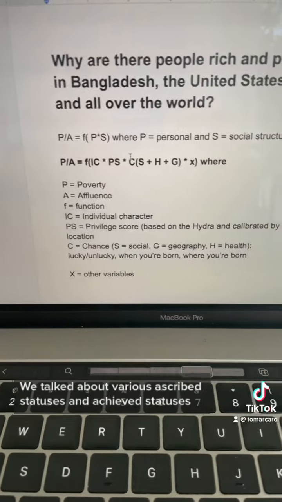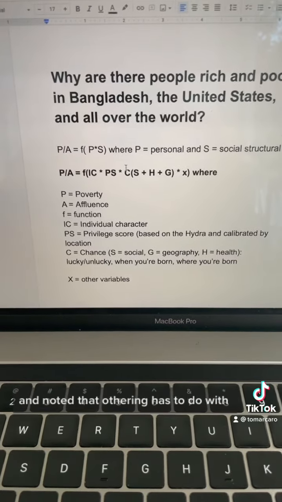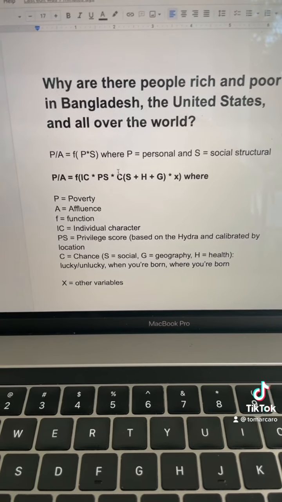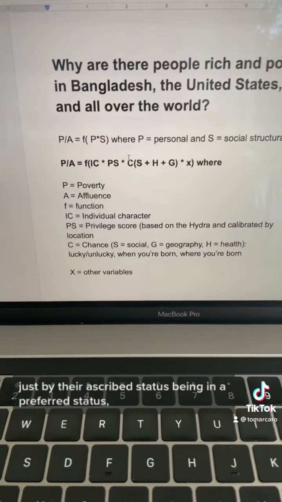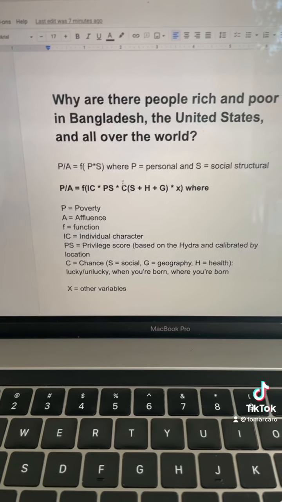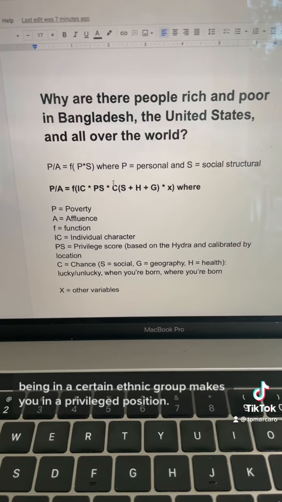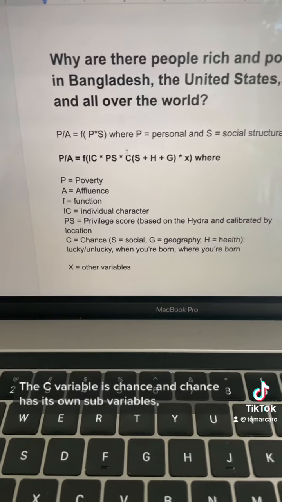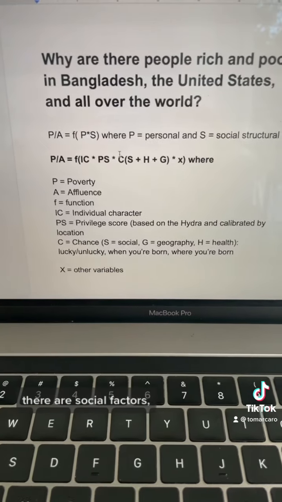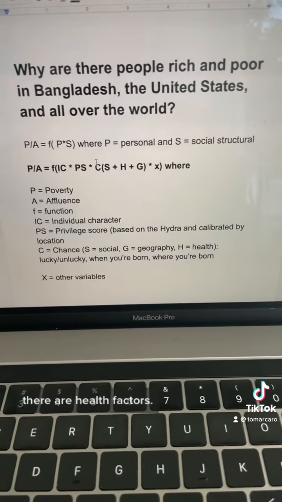We talked about various ascribed statuses and achieved statuses and noted that othering has to do with various people having, just by their ascribed status, being in a preferred status. In most cultures, being male, being rich, being in a certain ethnic group, it makes you in a privileged position. The C variable is chance, and chance has its own sub-variables. There are social factors, there are geographical factors, and there are health factors.